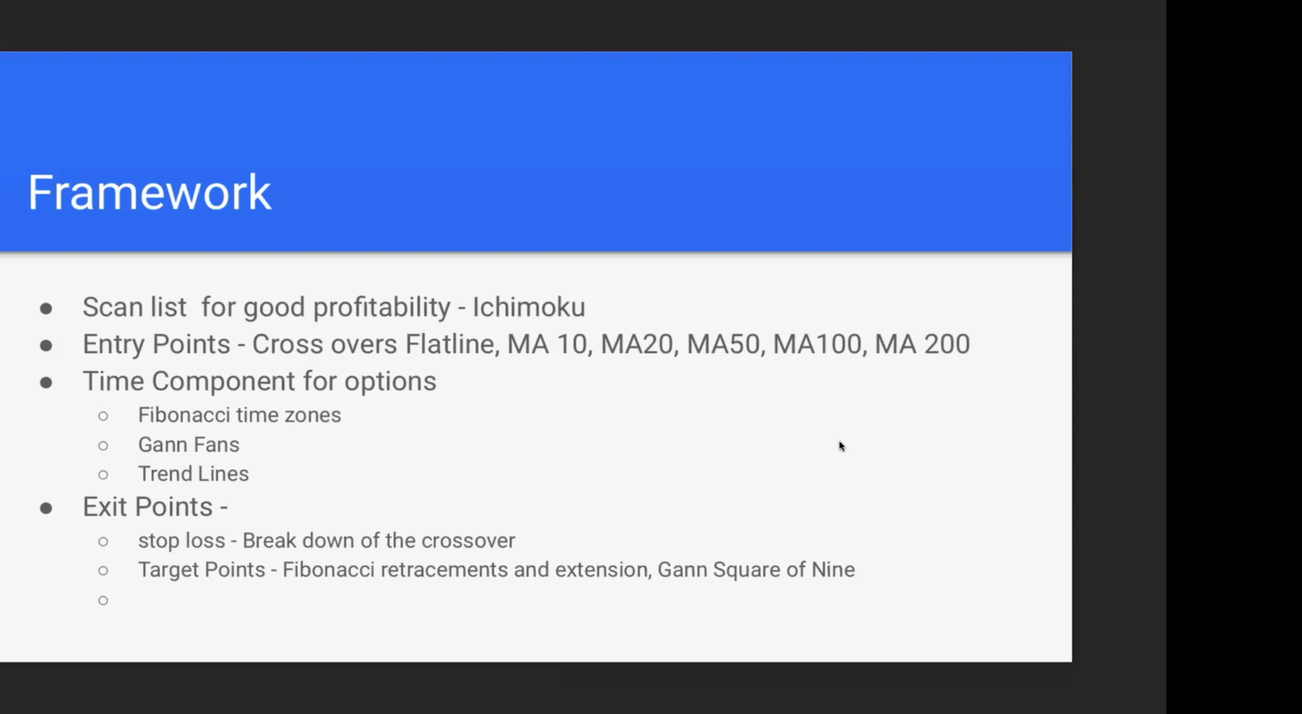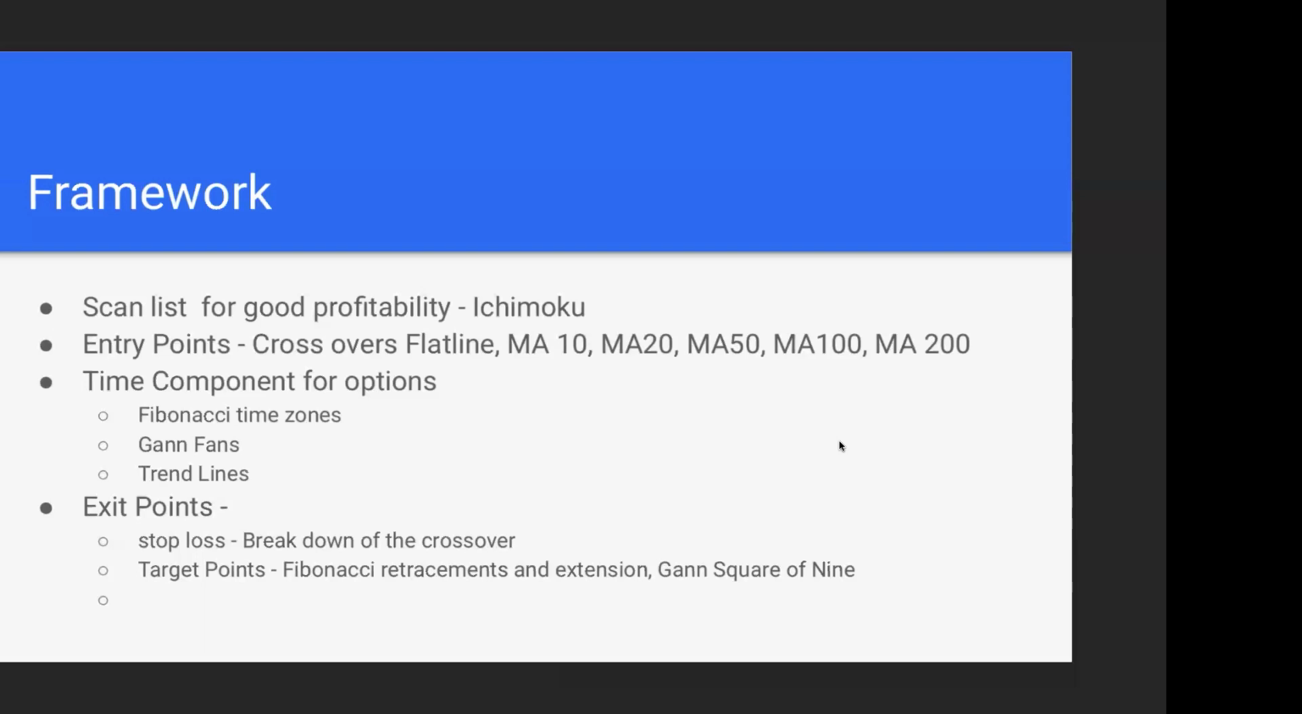Then the time component for options. This is only for options, not for stocks. We have also discussed a few strategies like the Fibonacci time zones, which will tell you the different time zones where you should be considering the stock. Then we also talked last week about the Gann fans. The Gann fans will tell you, for the price that I'm expecting, will it reach that price in my expected time frame? So you can accordingly choose your options expiration. Then the trend lines also give you a hint whether it is possible to get there. But most predominantly we'll use Fibonacci time zones and Gann fans.